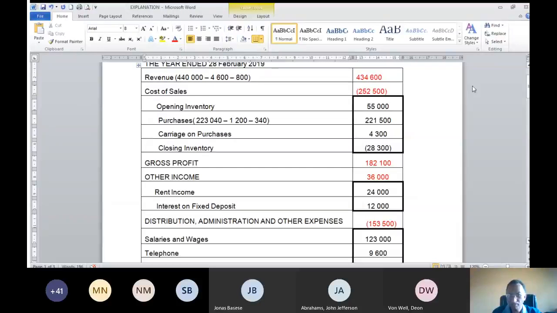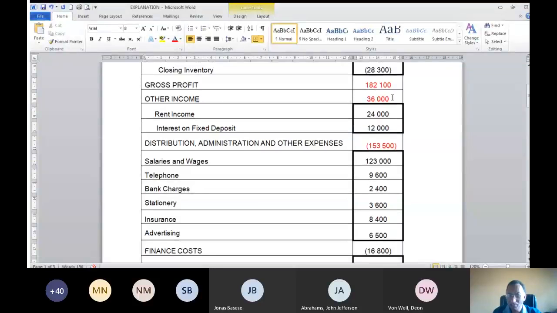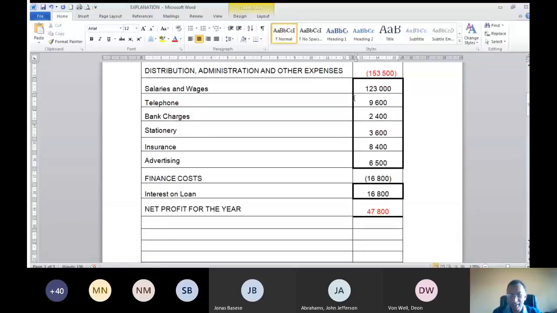I've got the revenue there, minus the cost of sales. Remember, cost of sales was a calculation. Revenue minus cost of sales is your gross profit. Then you will have your other income. Block that, add it up there. Now you work with your expenses.